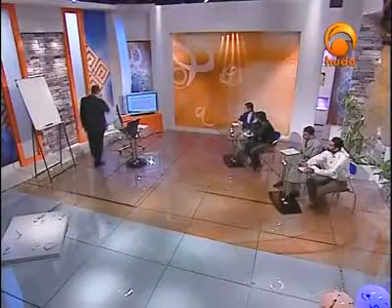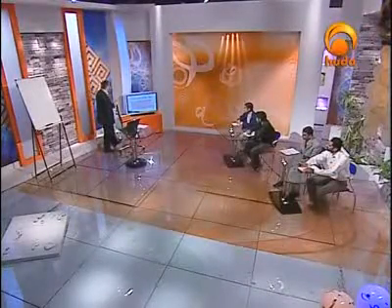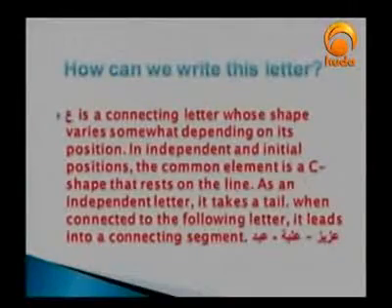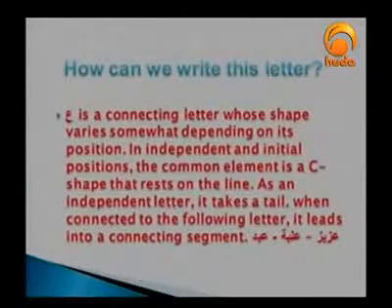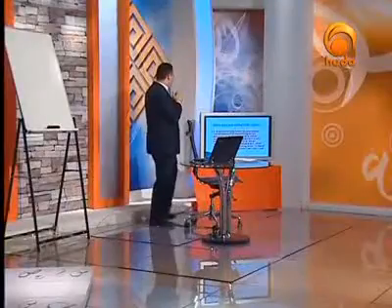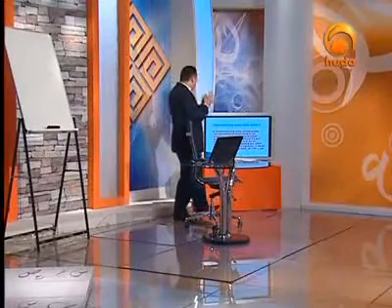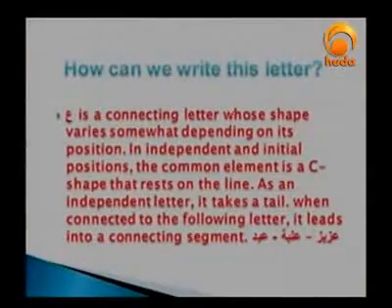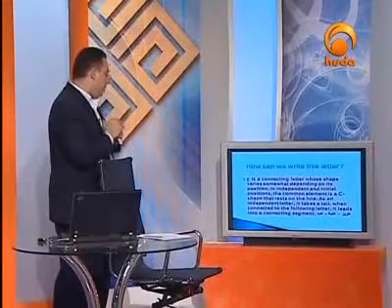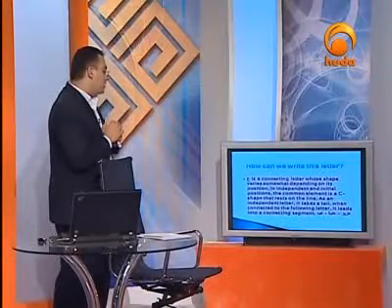Ayn is a connecting letter whose shape varies somewhat depending on its position. In ayn we have a tail. It's the same tail that can be found in jim, ha and kha. In independent and initial positions, the common element is written in this way. It could be close to C, but it's not like C. The element is a C shape that rests on the line. As an independent letter, it takes a tail. When connected to the following letter, it leads into a connecting segment.